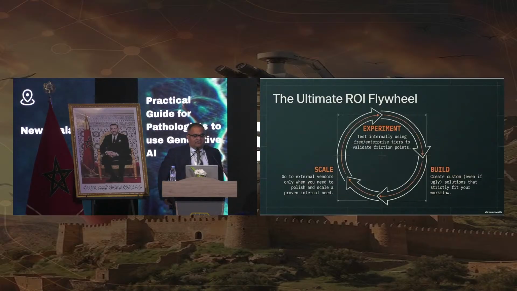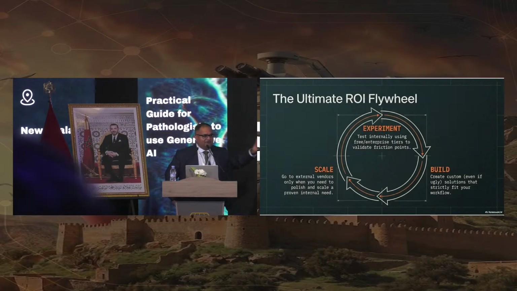The ultimate return on investment flywheel basically comprises these three components. Experiment: you test your internal friction points with either a free tier solution or an enterprise solution, and you build a custom solution. Whether it's ugly looking, it's okay. It's a starting point. And then you scale it up.